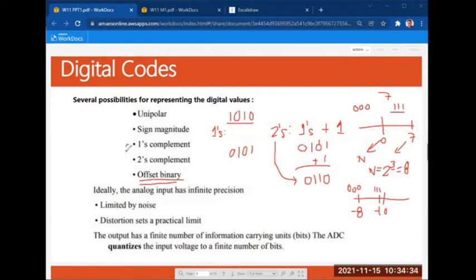Again, these three are usually step ones of bigger processes. So we will leave it for now on this. Okay. So let's proceed. So ideally, the analog input has infinite precision, analog. But again, there is no ideal system. So the real life applications are usually, number one, limited by noise, and then by distortion.